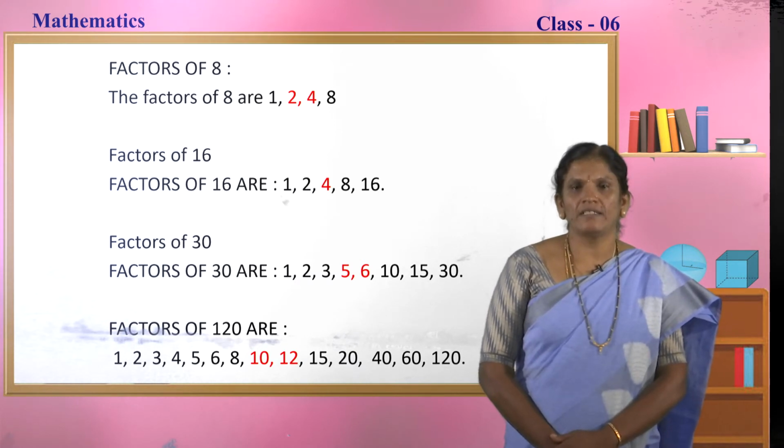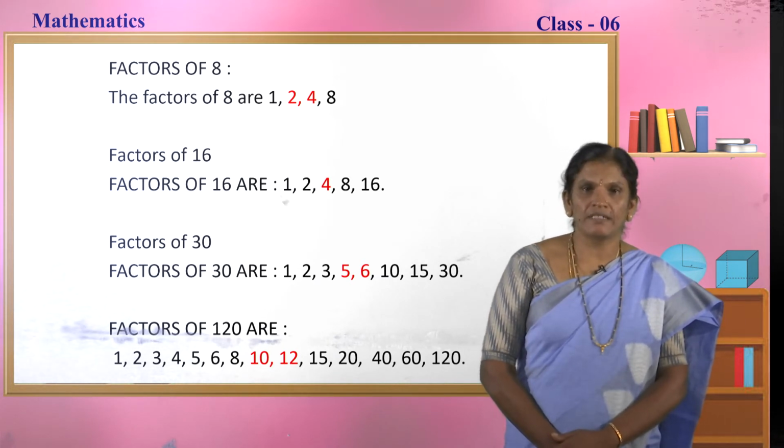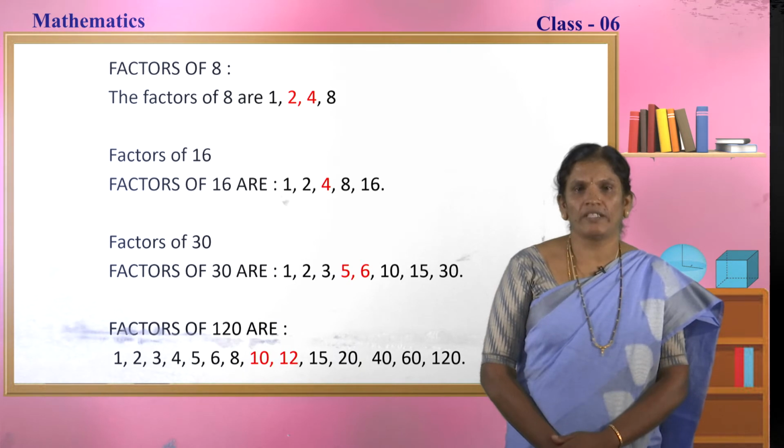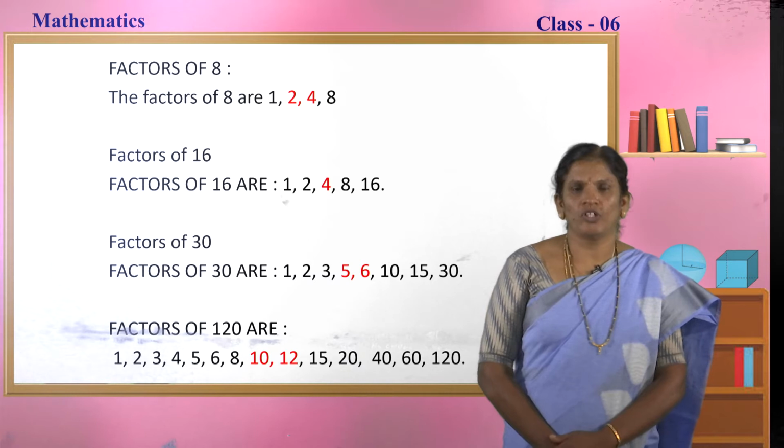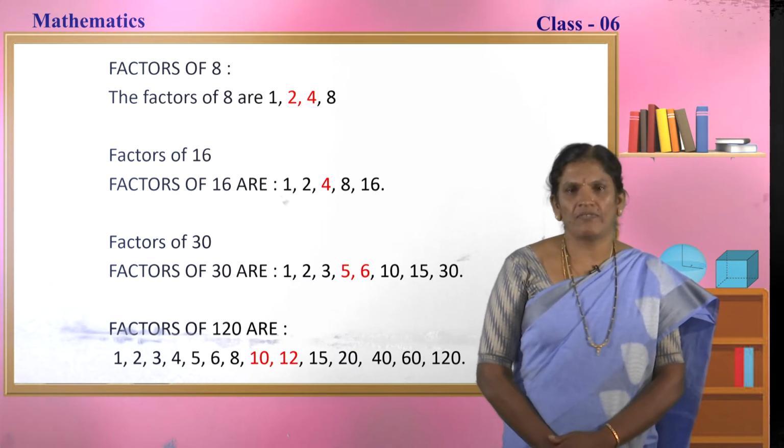In 16, the center number is 4. Here 4 into 4 is 16. So it is the center number. Either side we can see two factors, 1, 2, 8 and 16. In the same way in 30 also you may notice that 5 and 6, 5 into 6 is 30. Either side we may see three factors.